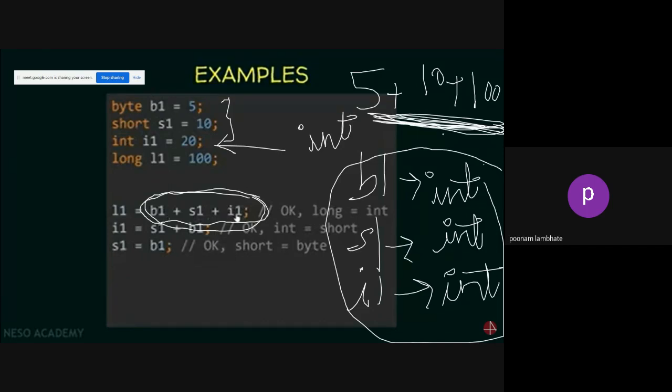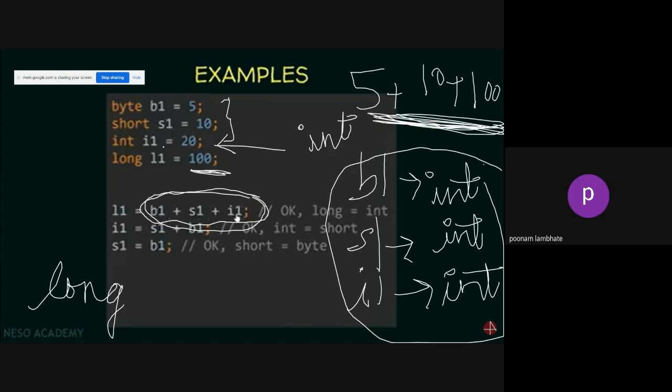Now this 115 is an int. Okay, it is an integer. It is not byte or short. It is an integer because we have said that everything is getting converted to int. So 115 will be stored as an int value. And we know that if you have a long variable, yeah. It will be 5, 10, and 20 now.